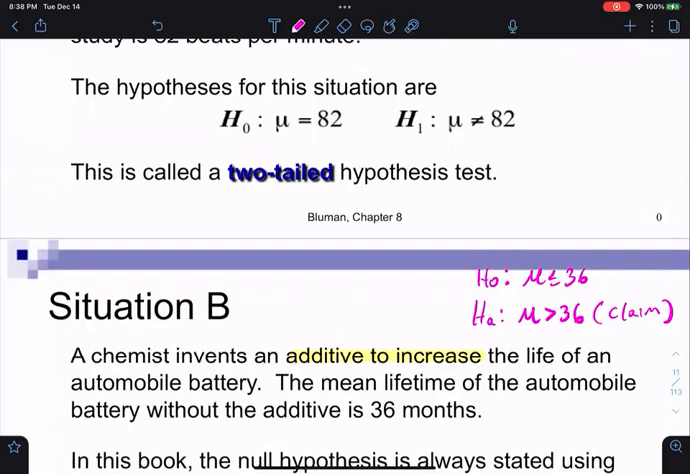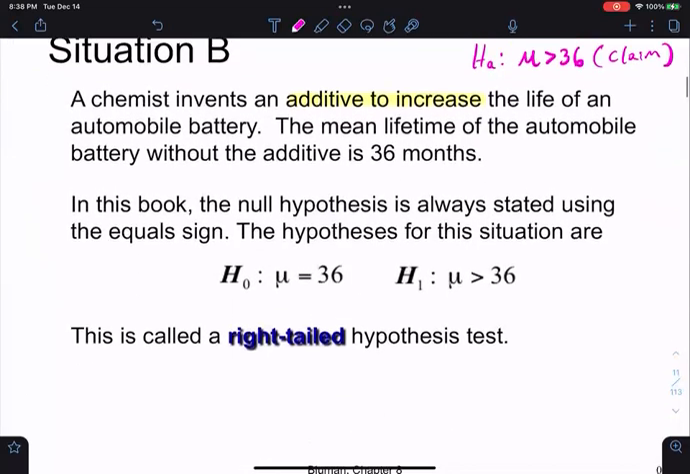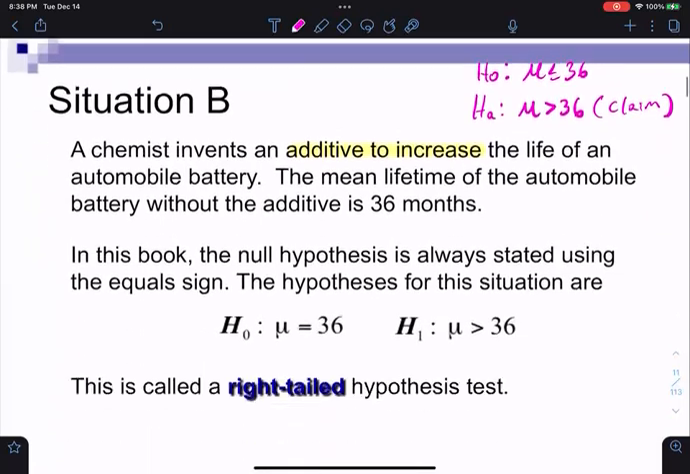So that's what you need to do, okay? And again, this is a right tail test.